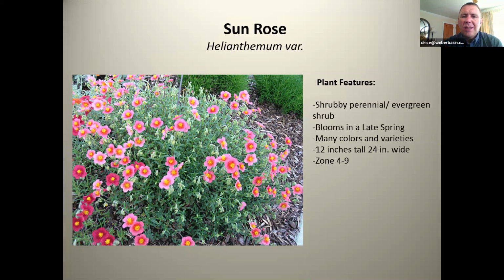Sunrose, also called helianthemum. These are great. These almost become shrubby. They're a shrubby perennial. You wouldn't necessarily cut these down like you would some other perennials because they kind of form a woody tissue to them. And they're evergreen. The foliage kind of stays green through the winter, and they'll bloom in late spring.